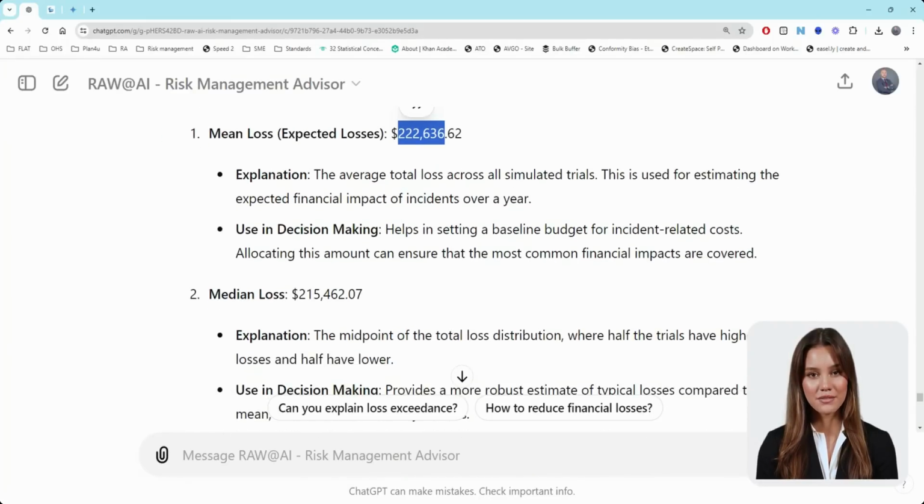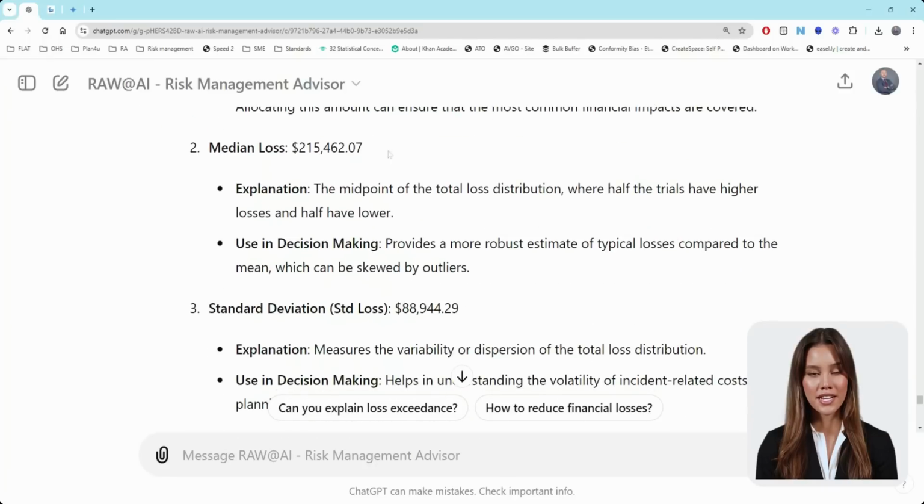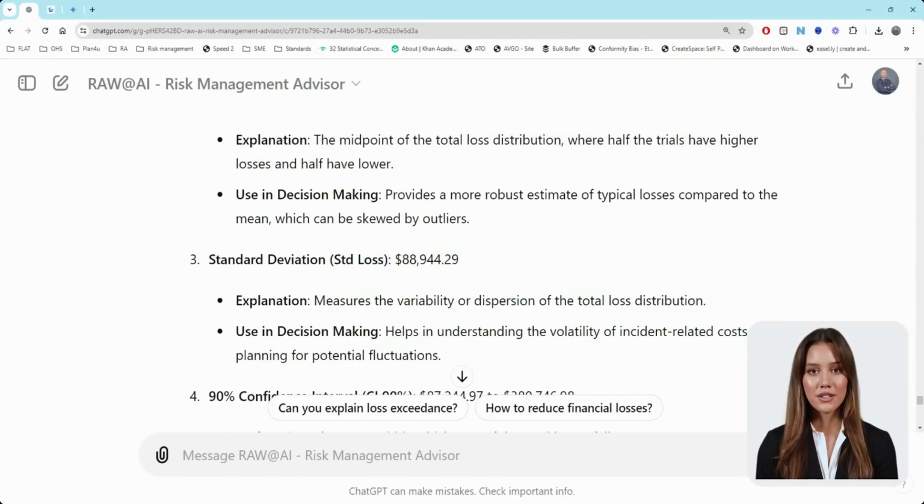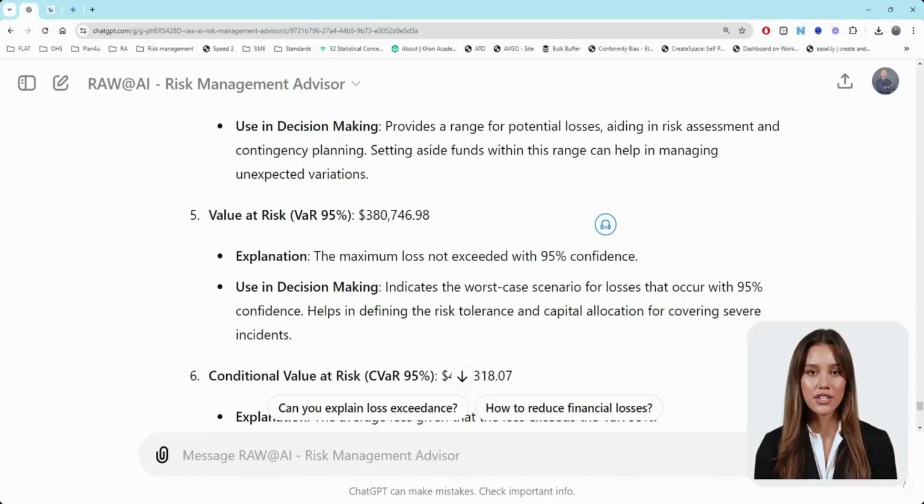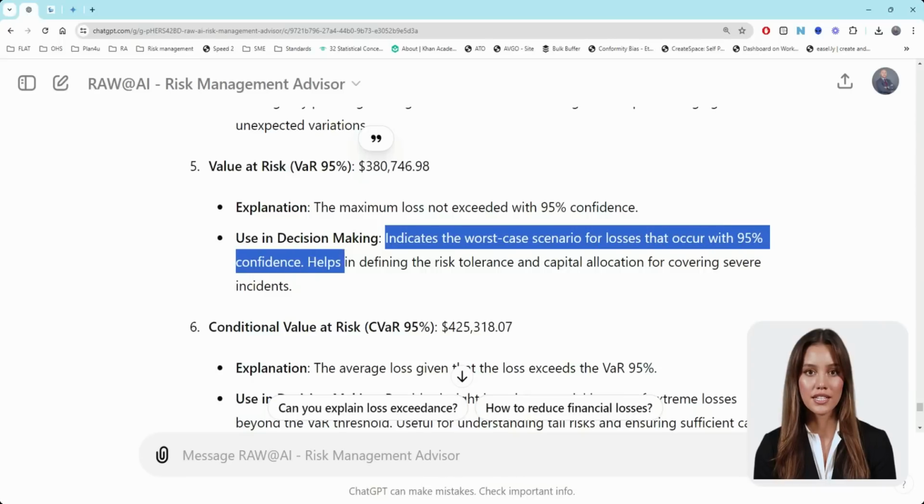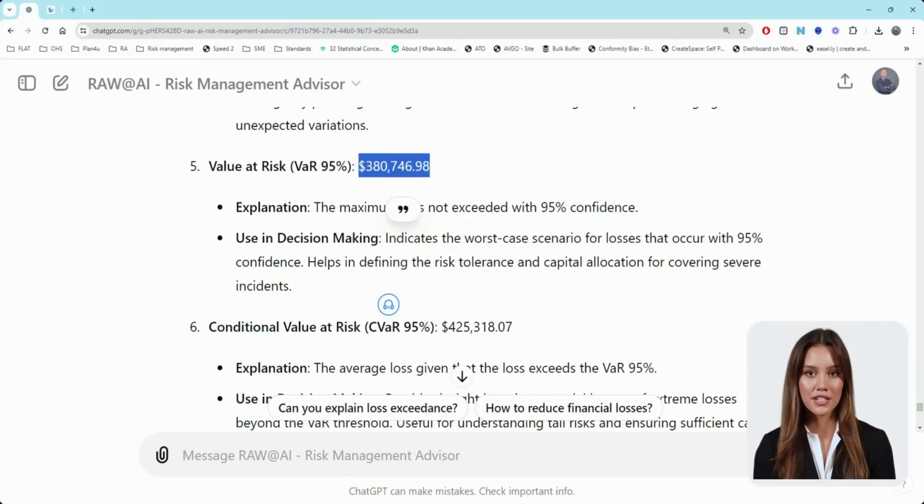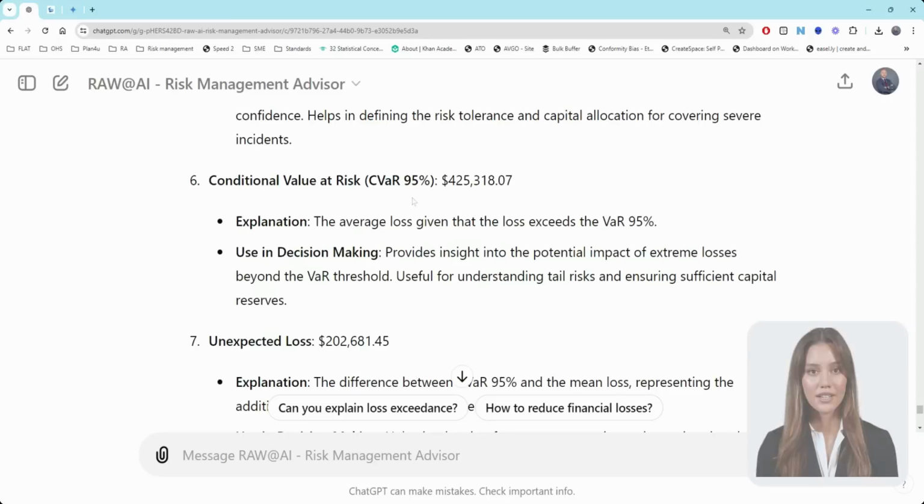It also provides the median, standard deviation, and confidence interval. So 90% of the time, losses from this equipment will range between $87,000 and $380,000. The VAR 95 is $380,000, meaning 95% of the time, losses won't exceed this amount. However, in the worst 5% of cases, the average is $425,000. I don't love the way this is explained because it's too technical.